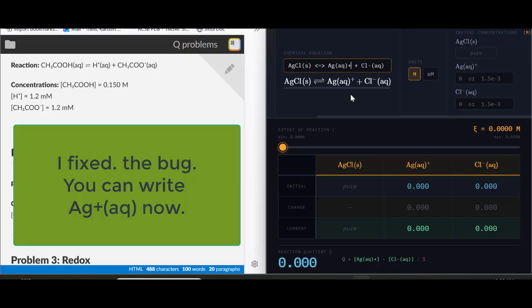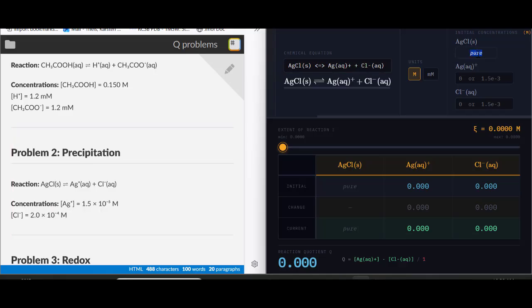Sorry about that. What you can see is that the AgCl is written as pure. We can't put anything in there, and that's good to know. It doesn't matter if we have a lot of silver chloride precipitate or a little. It doesn't affect the reaction quotient. And that's why it's not given here too. So that's another hint.